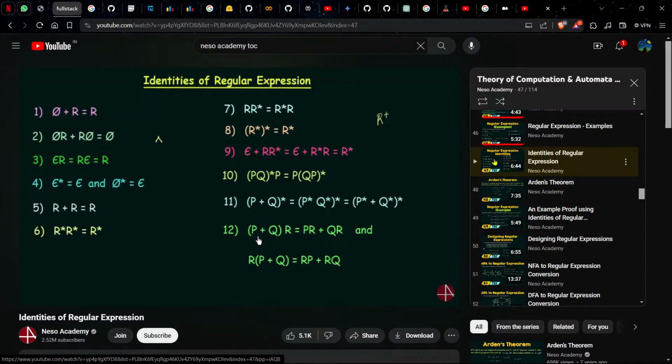So you can remember it this way. Here you have union of P and Q, and here you have concatenation of R. So it is just like multiplying this R inside. So here you get P and this R, PR, and this plus is written over here, and then Q and this R, QR. So this is the way you can remember it. And also the same way, R concatenation with (P plus Q), with P union Q, is equal to RP plus RQ. Here also you can just remember it like you're multiplying R inside: R and P, plus, then R and Q, RQ. So this is just a way to remember it.